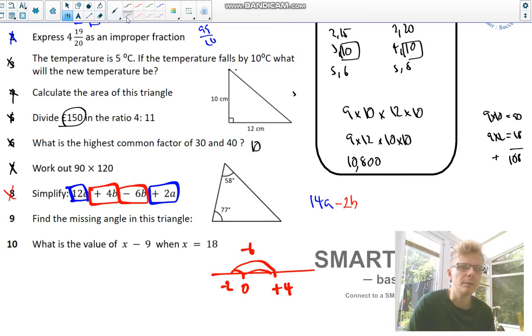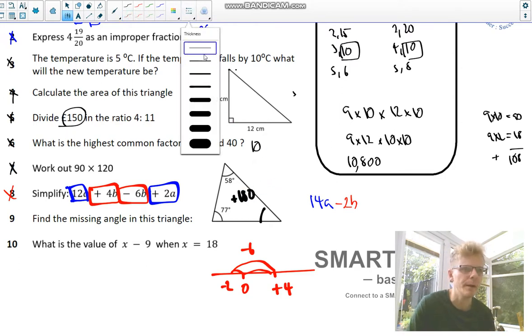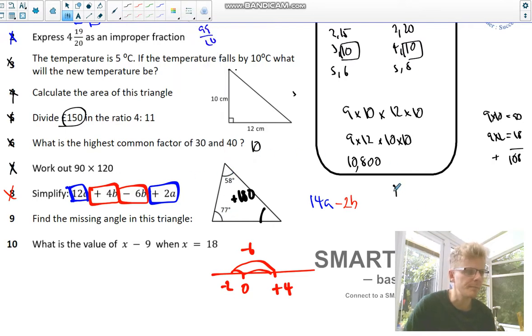Okay, so question 9. Find the missing angle in this triangle. So we start with a number. It's important to triangles. All the interior angles of a triangle add up in total to 180. So we start with that fact in maths, and then we work from there. So what do we have so far? Well, we've got 77 plus 58. Let's add up, see what we've got so far.